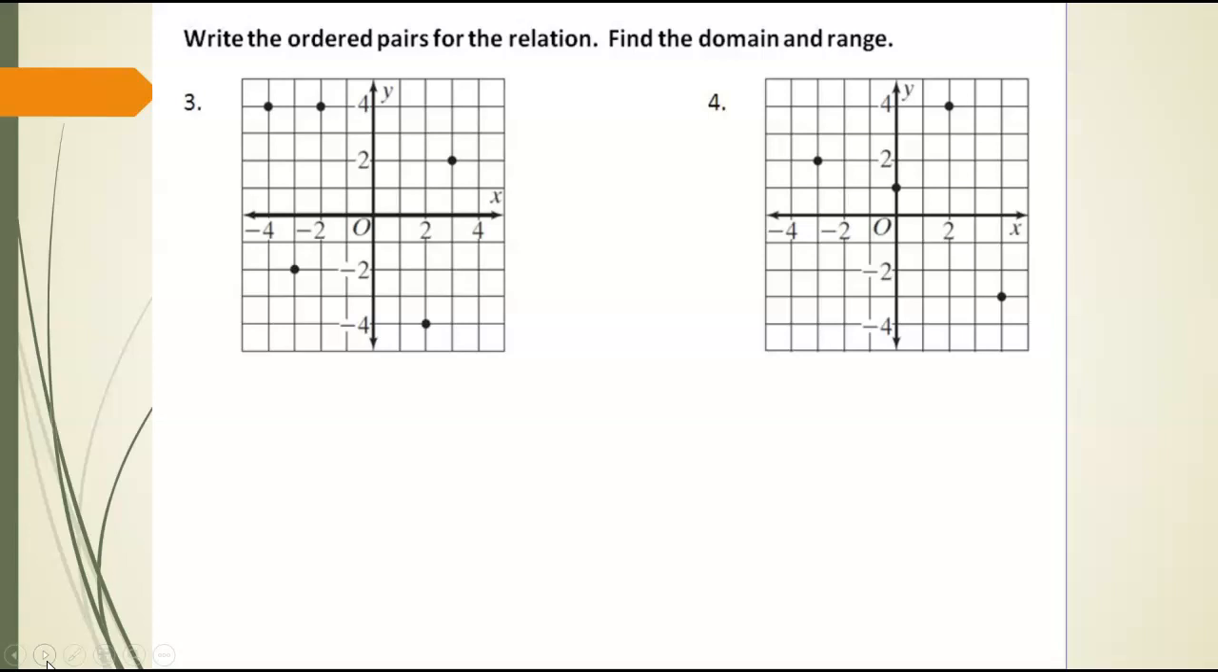We can do the opposite. We can write down the coordinate points. So in this graph, we have several points. So the ordered pairs or the relation is -4, 4, -2, 4, -3, -2, 3, 2, and -4, 2, -4.